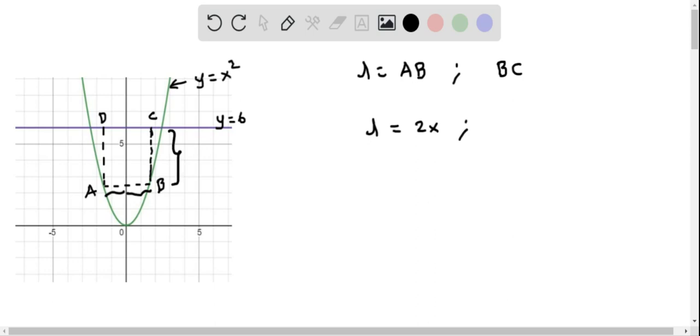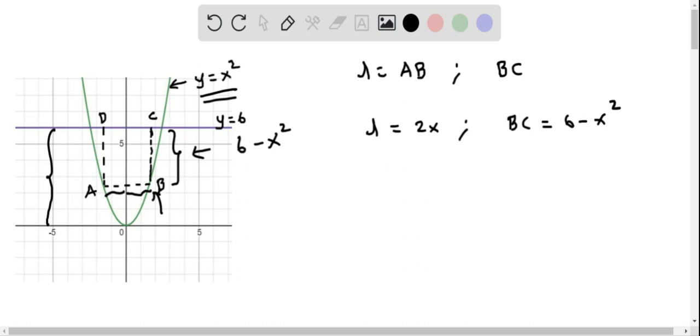The height of the rectangle, BC, is equal to the overall height, that is y equals 6, minus the height given by the graph of y equals x squared. Basically this distance is equivalent to the overall height, which is 6, minus the height of the parabola at any point, which is given by x squared. So we put 6 minus x squared. Therefore the height of this rectangle is BC equals 6 minus x squared.